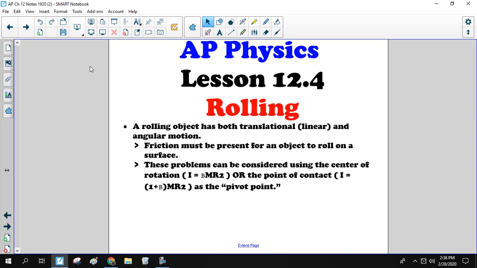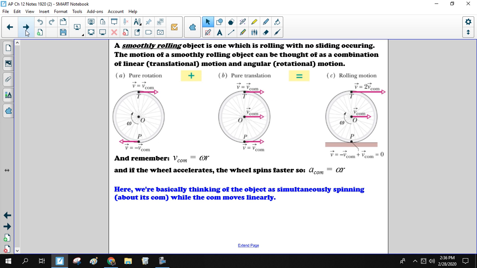And then what we will see is that there are two ways you can consider the rotation. You can either choose the pivot point at the center of mass or at the point of contact. You really ought to be familiar with both options, because depending on the circumstances, sometimes one method of solving the problem is easier than the other. So with that in mind, here we go.